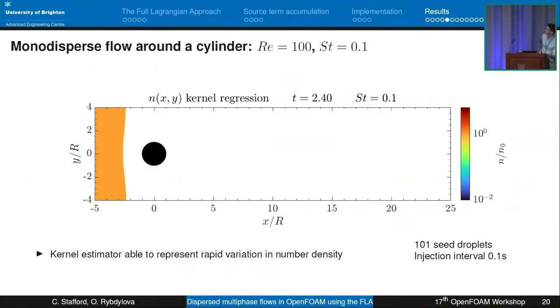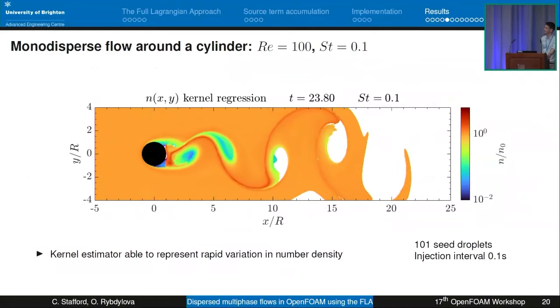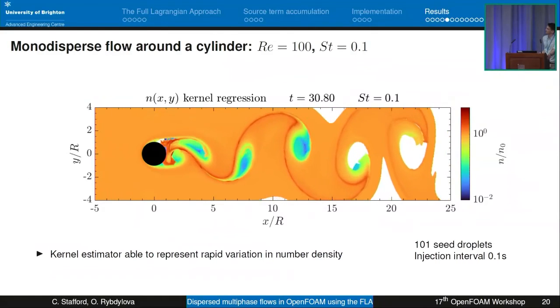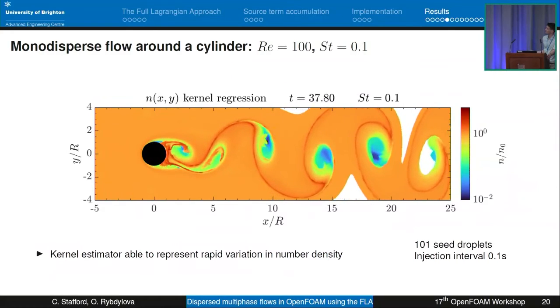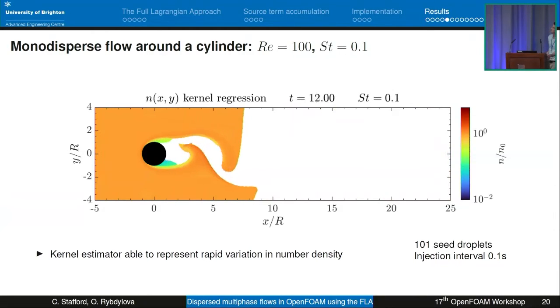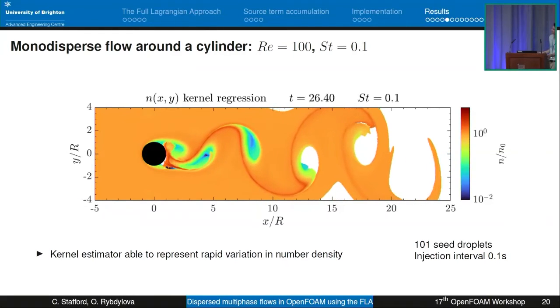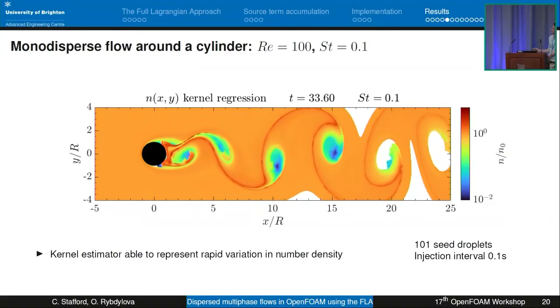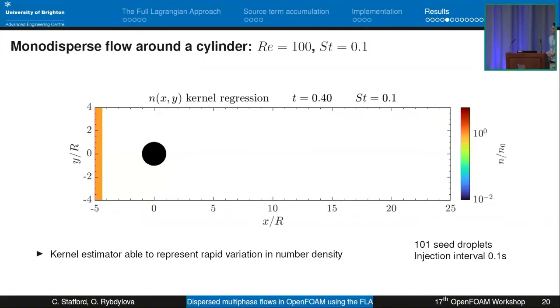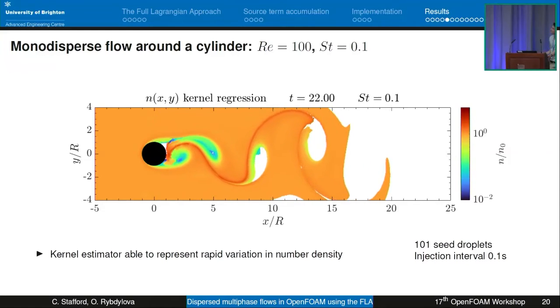So moving on to transient flow then. In this case, we actually need to consider how it's evolving, and a reference here for box counting would be incredibly more expensive. So this is just the kernel regression, with 101 seed droplets along the left edge, injected every 0.1 seconds. We need several thousand droplets as this evolves, but we can use that information fairly effectively to get a picture of the droplet phase in terms of following the vortex streak. And we see that this kernel estimator is able to represent the rapid variation, at some statistical level at least, at the edges of these vortices.